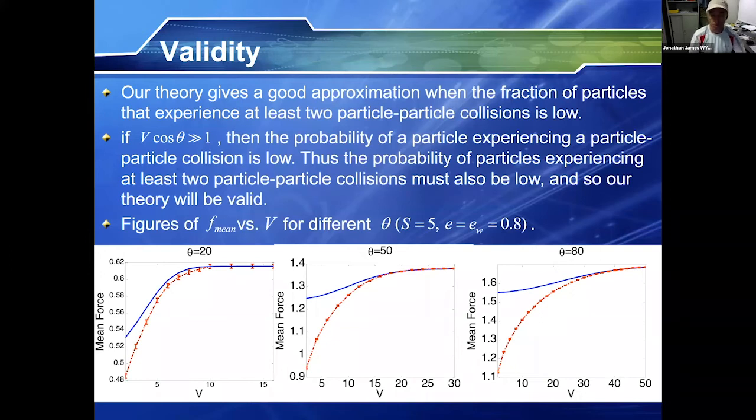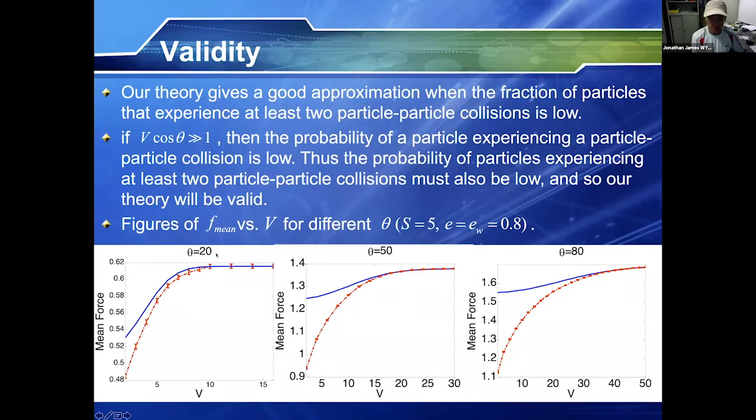What's the validity of this theory? Basically, the theory gives a good approximation as long as the fraction of particles that experience two or more particle-particle collisions is low, because our theory will perfectly account for one particle-particle collision. It's only when many particles have two, three, four interparticle collisions that we will have a problem. It turns out that if V cos theta is large, meaning the separation between particles is big enough, or the angle is small enough, then the collision probability will be low.